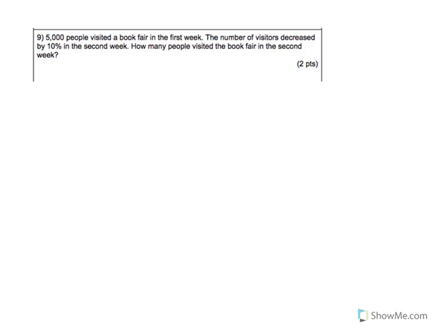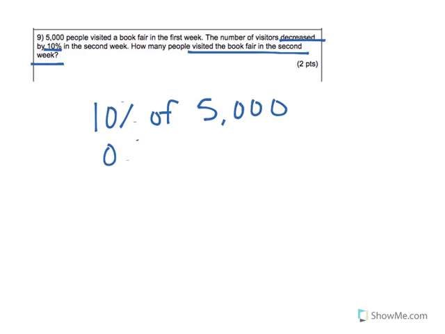All right, last but not least, 5,000 people visited a book fair in the first week. The number of visitors decreased. It went down by 10% in the second week. How many people visited the book fair in the second week? So I know that there was a decrease. So we had 5,000 people and it went down 10%. So what is 10% of 5,000? I'm going to do 0.1 times 5,000, and I do get 500.